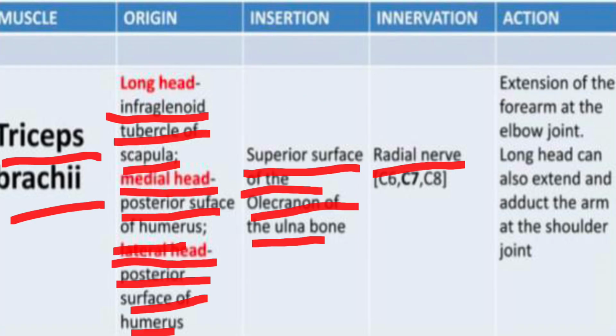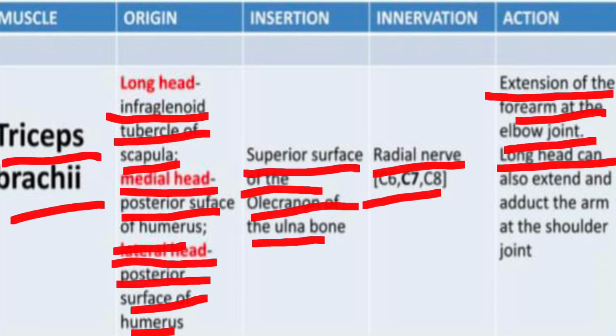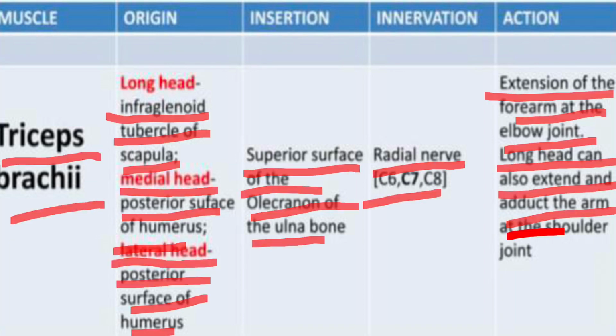It is innervated by the radial nerve and the action of this muscle is extension of the forearm at the elbow joint. Its long head can also extend and adduct the arm at the shoulder joint.